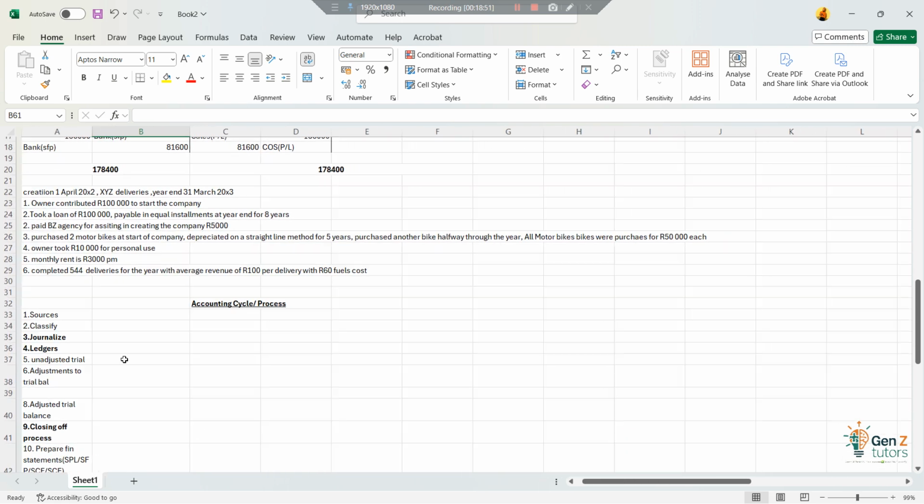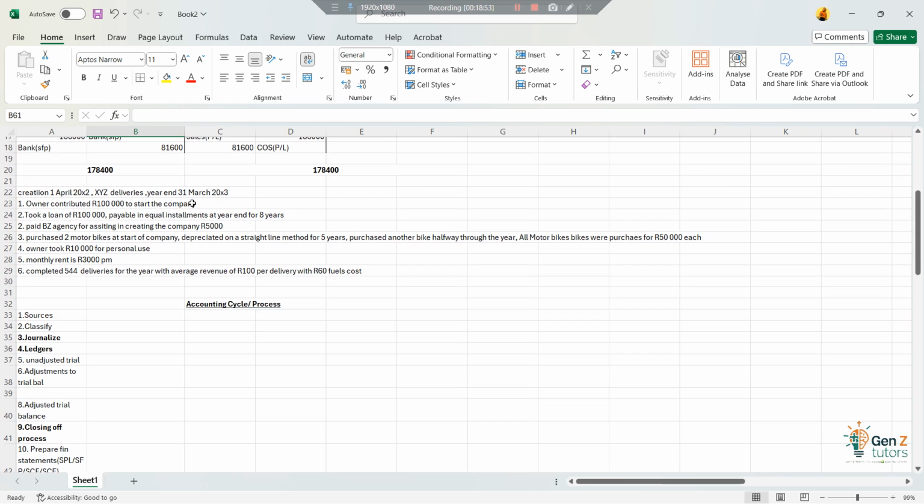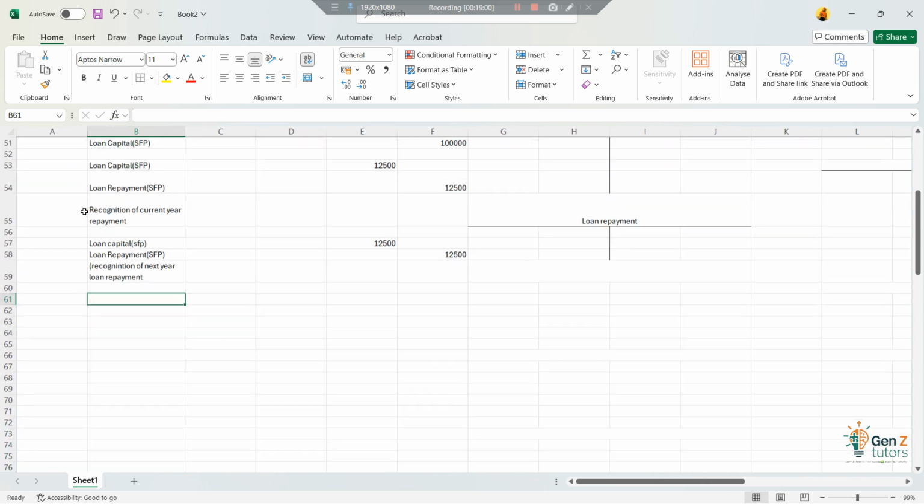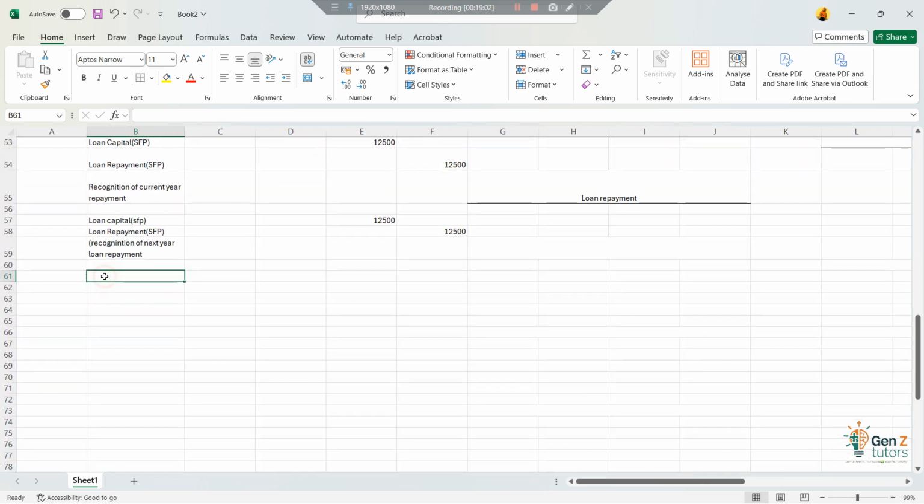And then from there, loan portion recognition, in the narration you're going to say recognition of next year loan repayment.